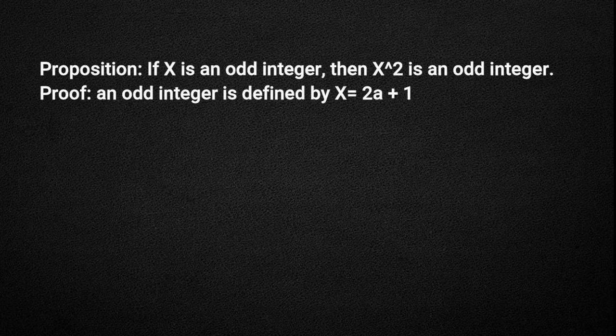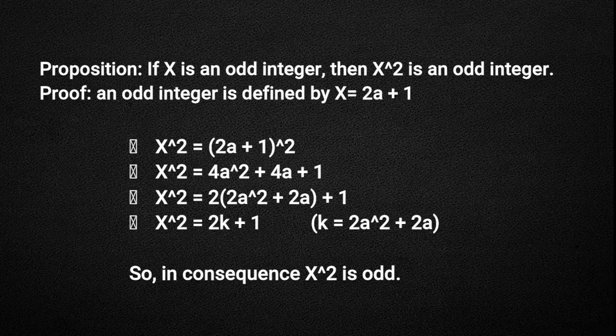If x is an odd integer, then x to the 2 is an odd integer. Proof: an odd integer is defined by x equal to 2a plus 1. So, in consequence, x to the 2 is odd.